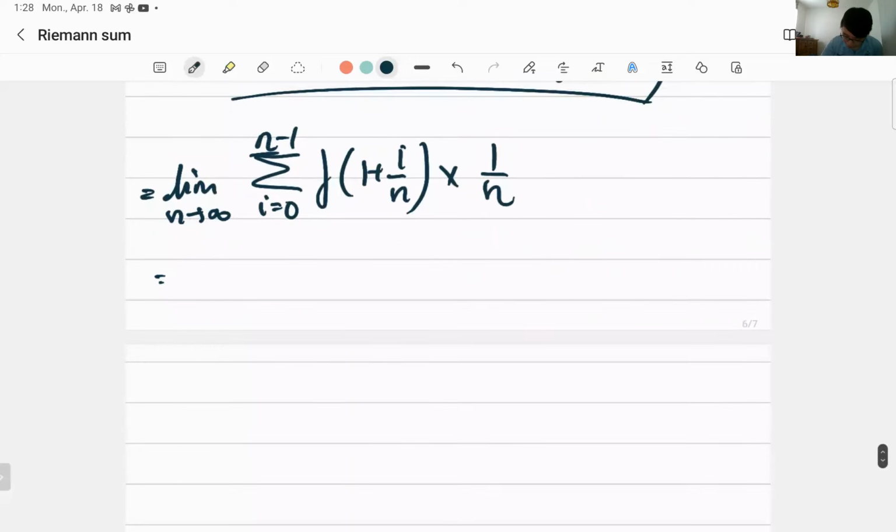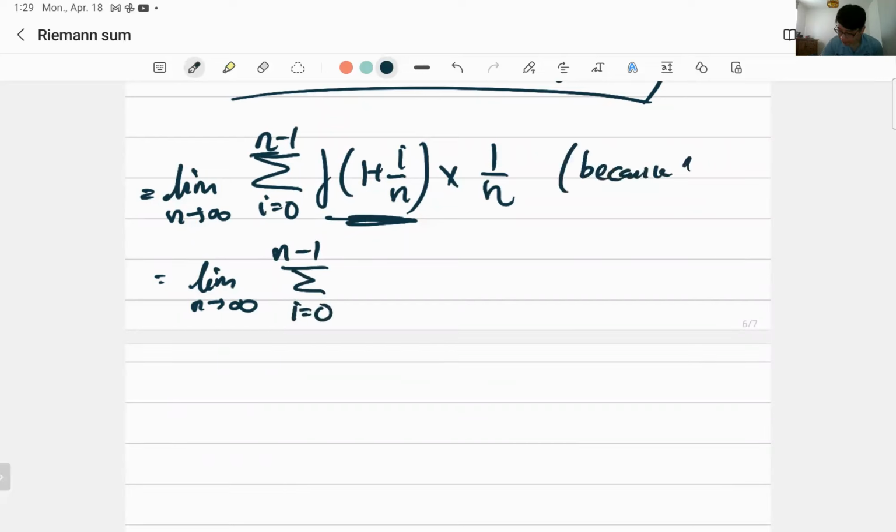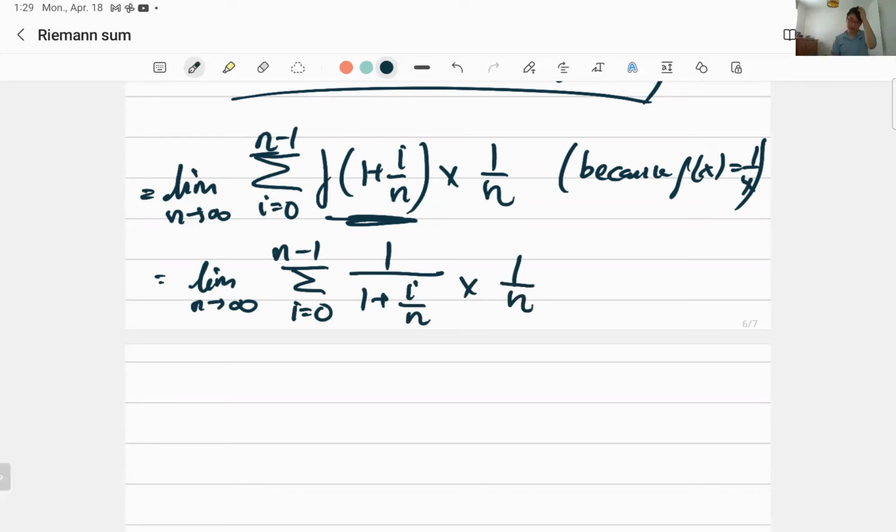Now, as the limit of n approaches infinity. All right, now we're going to change this expression, so n minus 1. Because f of x is equal to 1 over x, this whole thing means 1 over 1 plus i over n, and then times 1 over n. Pause the video if you don't get it, and think it through.